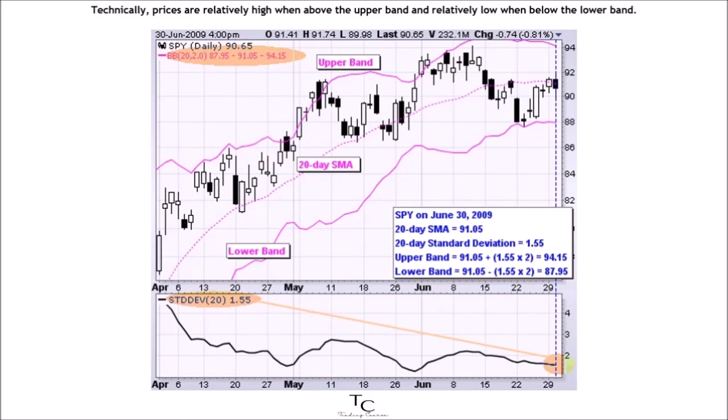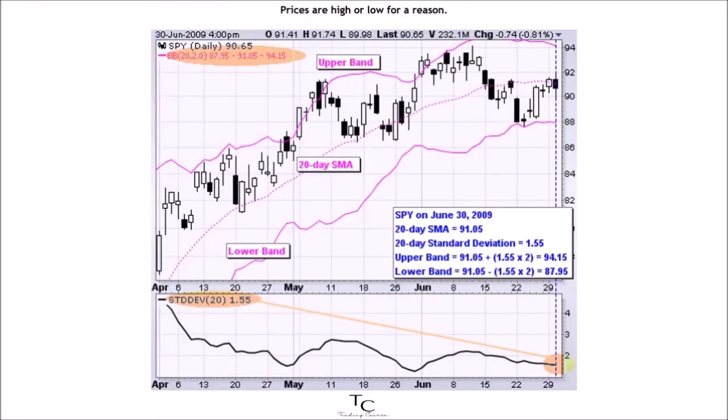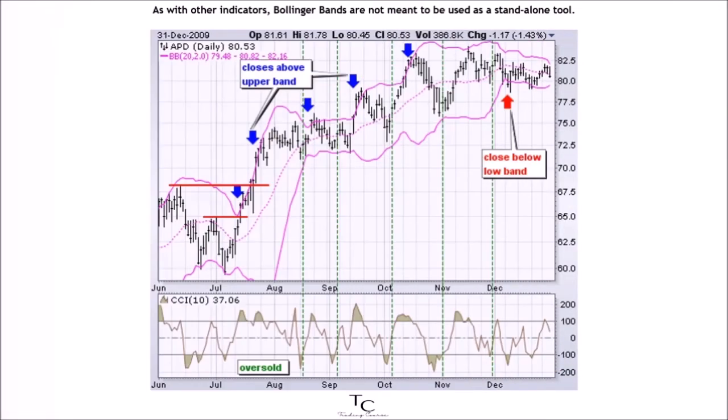Technically, prices are relatively high when above the upper band and relatively low when below the lower band. However, relatively high should not be regarded as bearish or as a sell signal. Likewise, relatively low should not be considered bullish or as a buy signal. Prices are high or low for a reason.